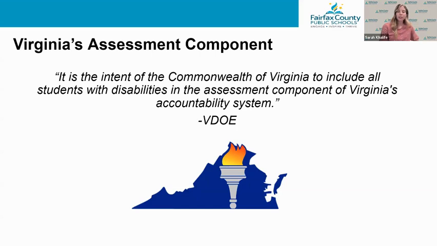When determining participation in Virginia's accountability system, all students with disabilities must first be considered for participation in the SOL, Standards of Learning Assessments. A student's IEP or 504 plan must specify the student's participation in the state accountability system as follows: participation in the Standards of Learning test with no accommodations, participation in the Standards of Learning test with accommodations, or participation in the Virginia Alternate Assessment Program, the VAAP.